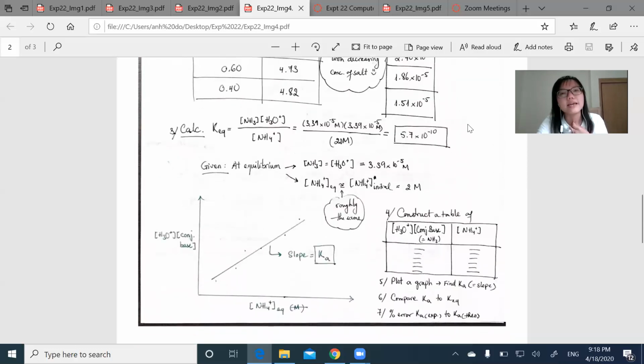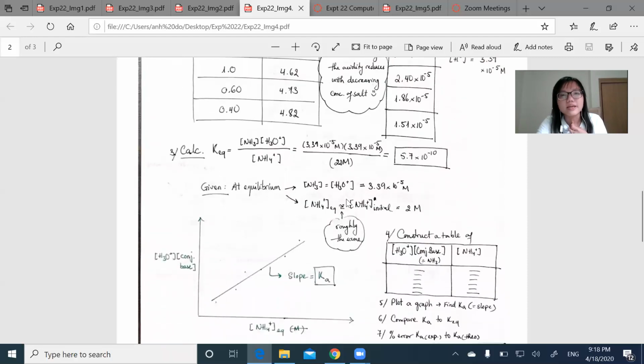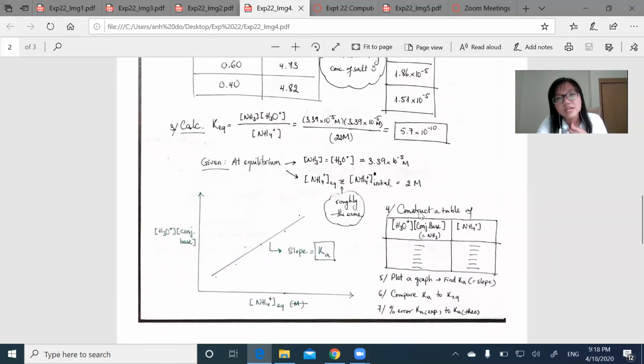After you get K and Q, you can start making a table. This table is the product of H3O plus times the conjugate base ammonia. I would multiply those 2 concentrations together, make them into 1 column, and leave the other, the cation, in the other column. Then I would plot that table in Excel, with the y-axis being the products and the x-axis being your reactant.